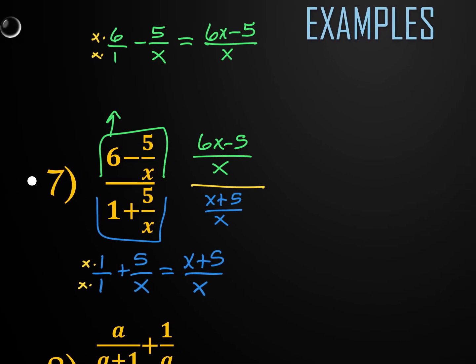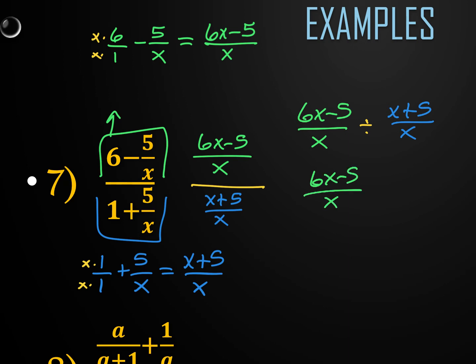So again, let's turn it into a division problem. So it's going to be the green, the numerator, divided by the denominator. Keep, change, flip. So keep it. Change it to multiplication. Let's not do an x, let's do a dot. And then flip it upside down.